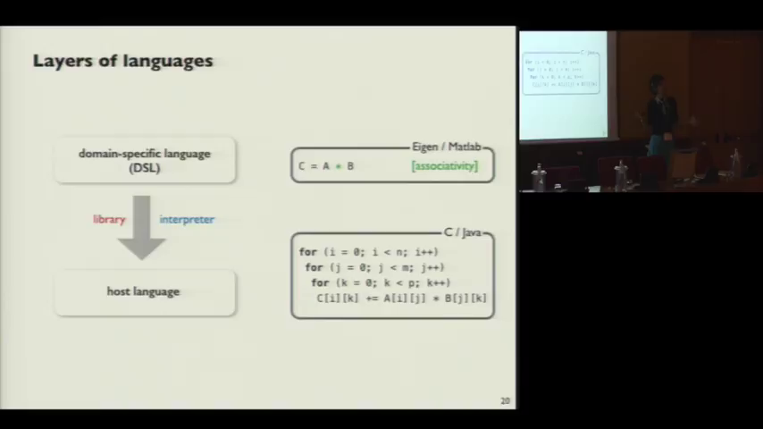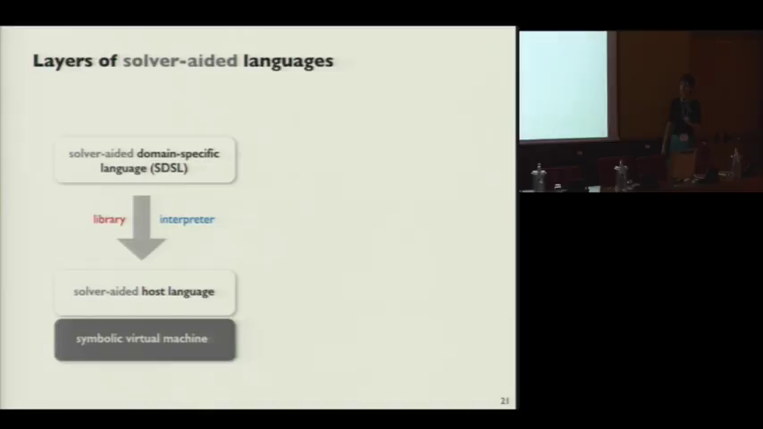And how do we do it? Well, it turns out that the Solver-aided language stack looks just like a normal language stack with one difference. The host language runs on top of a non-standard virtual machine, which I will call the symbolic virtual machine. This is the thing that is capable of translating both the host and the interpreter and the program running on top of the interpreter to constraints.